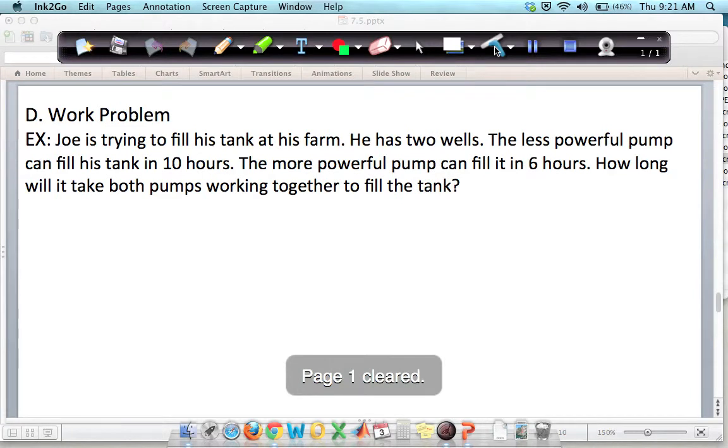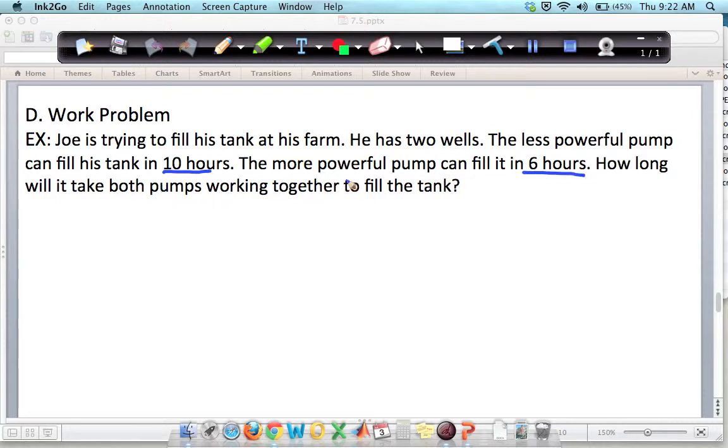Okay, let's look at a work problem, which will have a rational equation in it once we're done setting it up. A work problem is when you have two different rates working together, and you want to see how long it'll take them working together. In this case, Joe is trying to fill his tank at his farm. He has 2 wells. The less powerful can fill his tank in 10 hours, and the more powerful is faster. It only takes 6 hours. How long will it take both pumps working together?